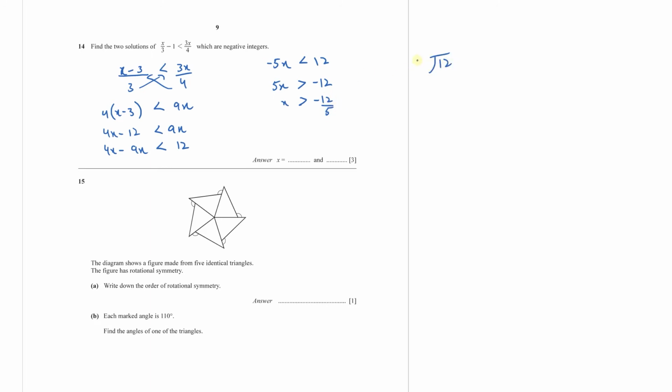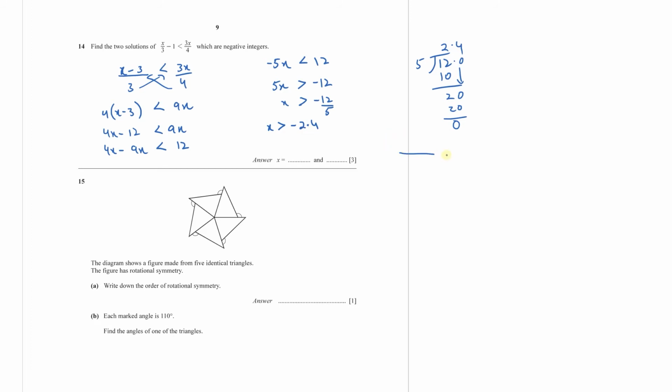So let me divide 12 by 5. 5 2s are 10. 2 remainder, decimal, bring it down, and then 5 times 4 is 20, 0. So x is greater than minus 2.4. So x has any value which is greater than minus 2.4. But you're looking for values which are negative integers. So what are the negative integers that are greater than minus 2.4?